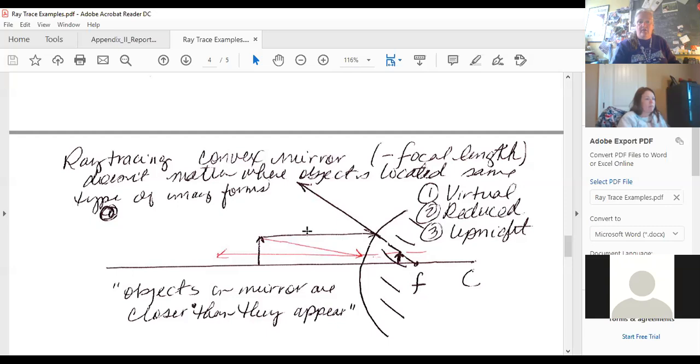Okay. In parallel, out through the focal point. So I had to take my ruler and track it back. In toward the focal point, it comes out parallel. So I take my ruler and track it back. There's my little bitty image. Now, these kind of mirrors form a virtual reduced upright image.